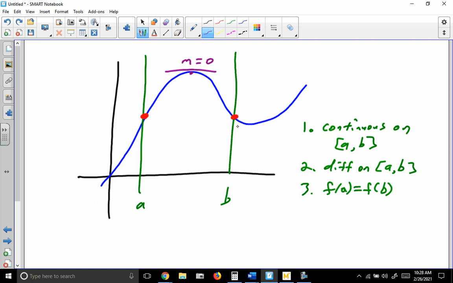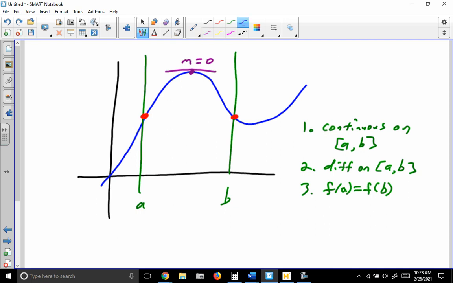And you might say, well, what if we had one of those little sharp peaks? Well, that's covered by differentiability. If we had a sharp peak, it would not be differentiable. So since the derivative does exist everywhere inside our interval, if we go up and come back down, there must be a place where our slope is 0.